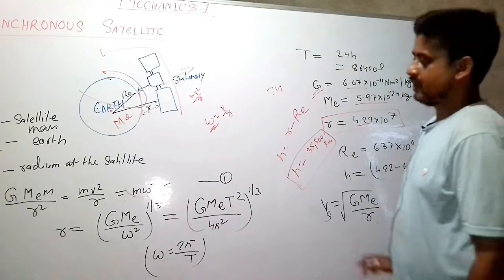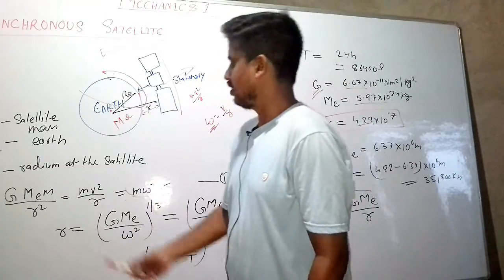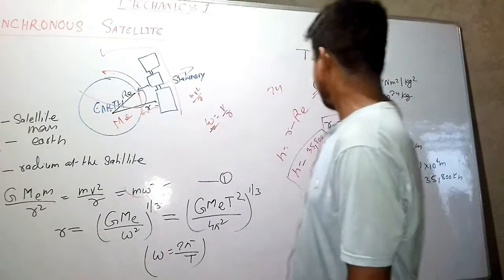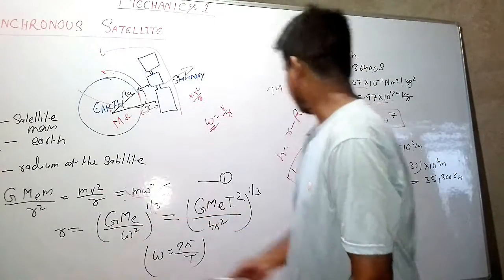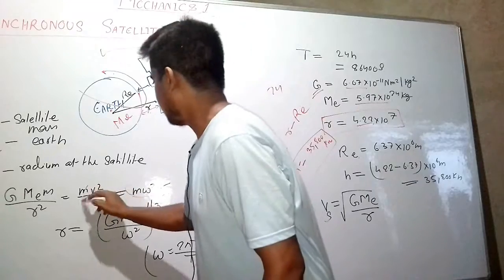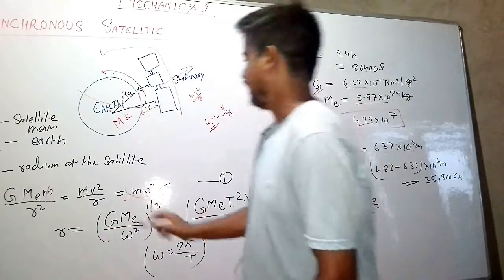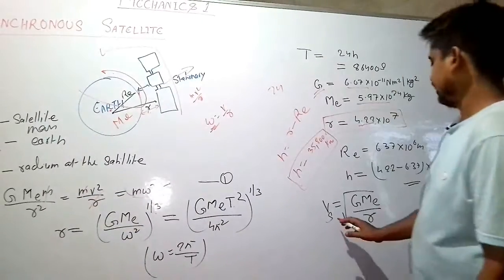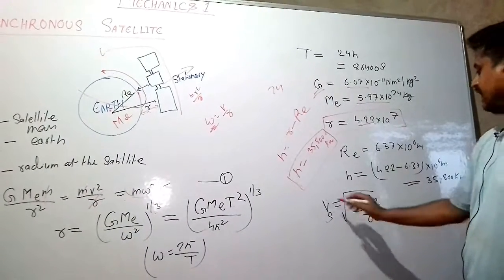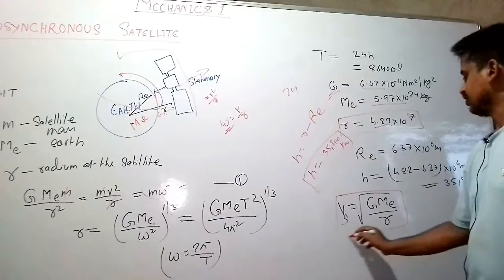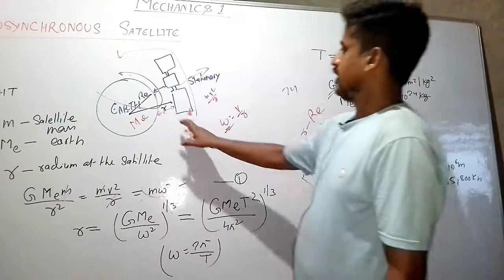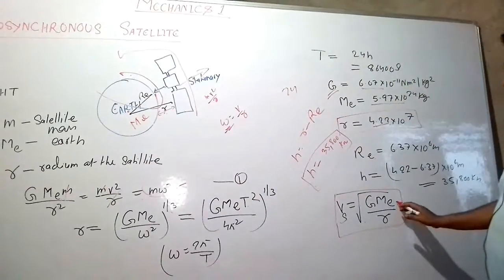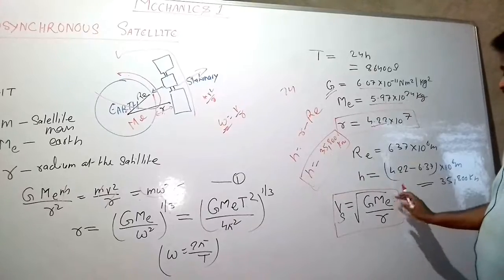Now we will use this to calculate the velocity of this geosynchronous satellite. So we will cancel this m, and this r will cancel out, and we are left with the root of G me by r. This is the velocity of any satellite revolving around the Earth. And remember, there is no mass of the satellite in this equation.